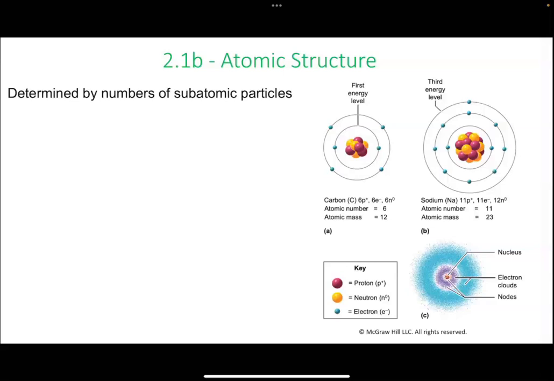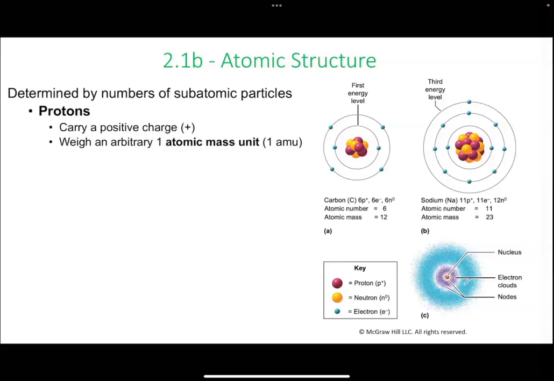And so each atom or element on the periodic table is determined by how many of the subatomic particles it has. The first subatomic particle that we'll talk about is a proton. You can see here in this figure in A and B, the protons are labeled as the pink dots. Protons carry a positive charge and they weigh something called an atomic mass unit.